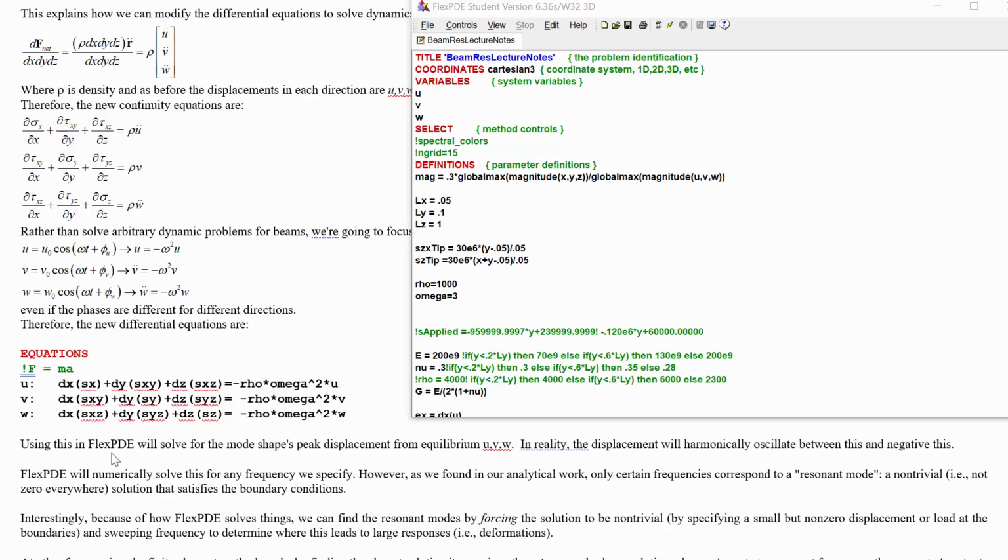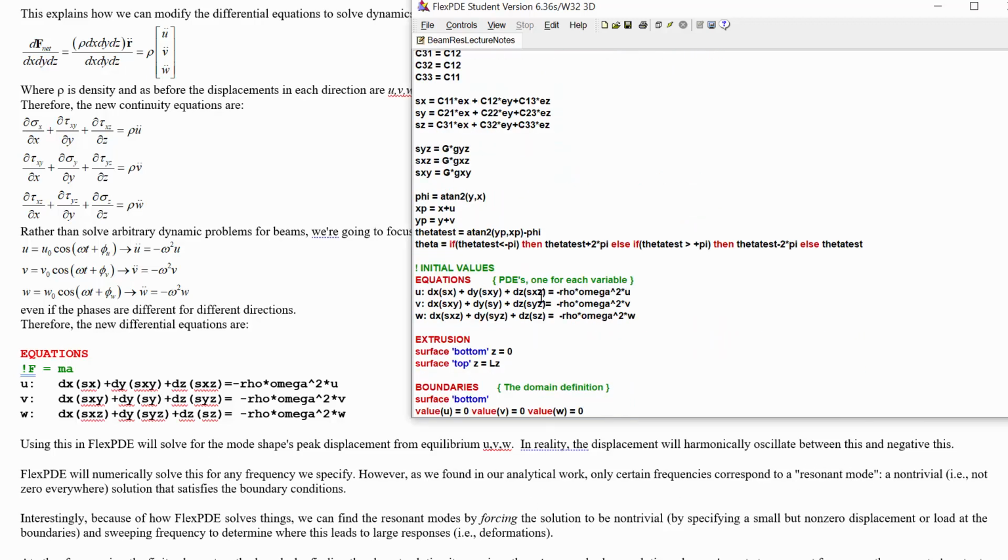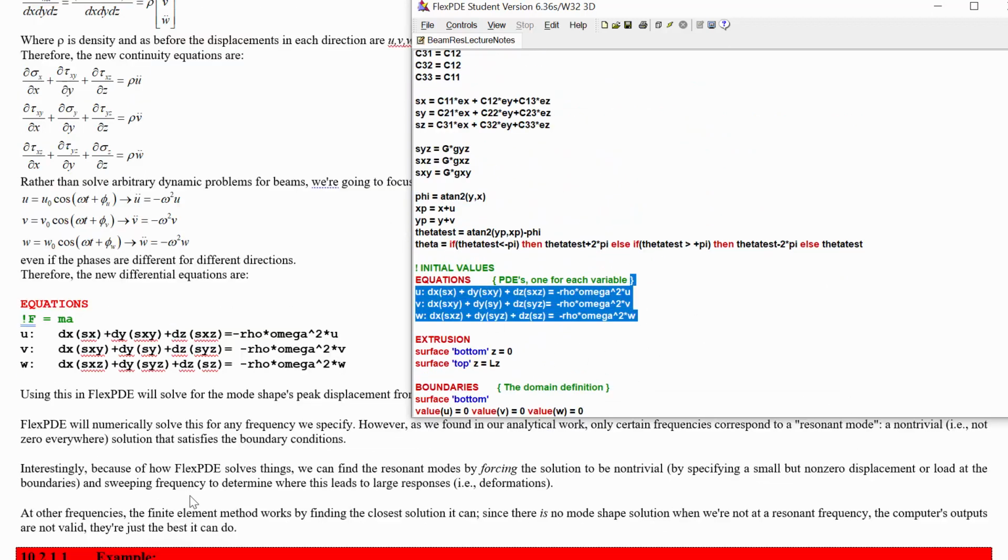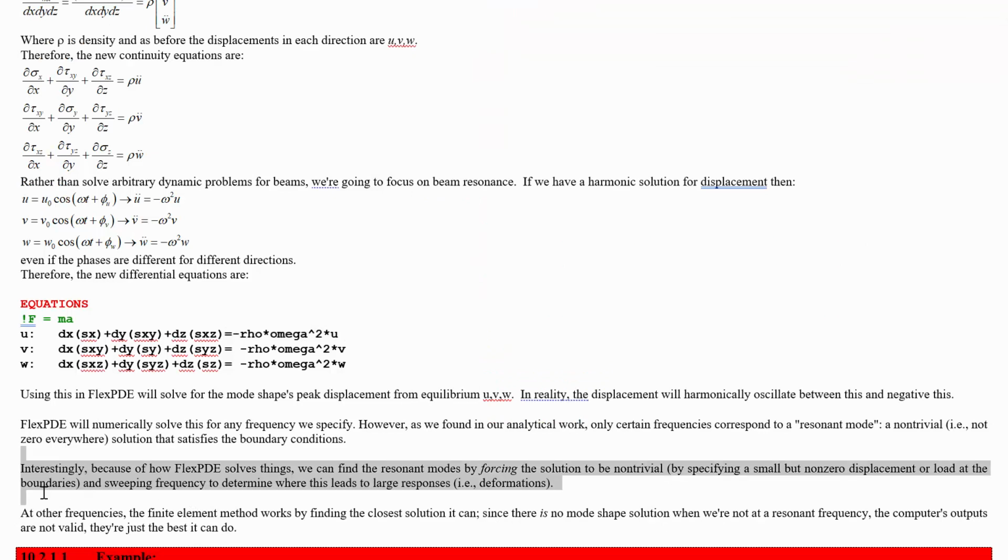So FlexPDE is going to make this work no matter what frequency we specify, but only certain frequencies correspond to a resonant mode, which are ones that will allow a really large displacement away from equilibrium. Because of how FlexPDE solves things, we can find resonant modes by forcing the solution to be non-trivial, specifying a small but non-zero displacement or load at the boundaries, and then sweeping the frequency to determine where this leads to large responses, large deformations.